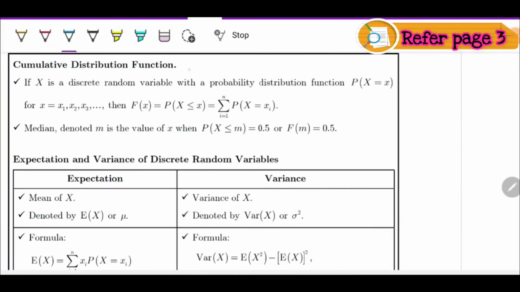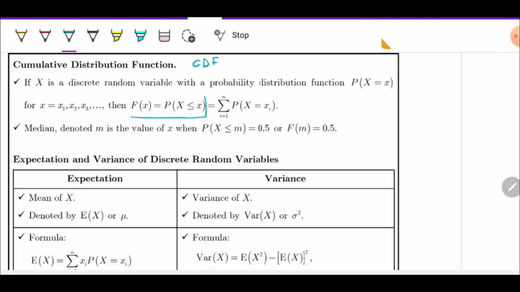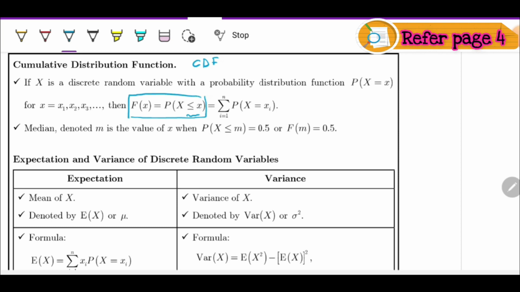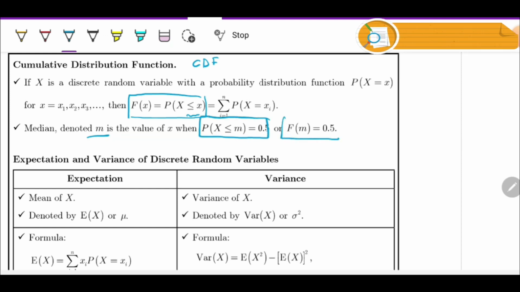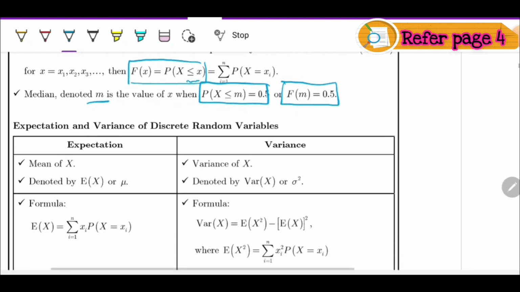The distribution function is known as CDF. The symbol for CDF is capital F, or P(X ≤ x). We also can find the median for discrete random variable. We denote it as M for median. And the formula is P(X ≤ M) equals 0.5, or capital F(M) equals 0.5. Other than that, we can find expectation and variance for discrete random variables.